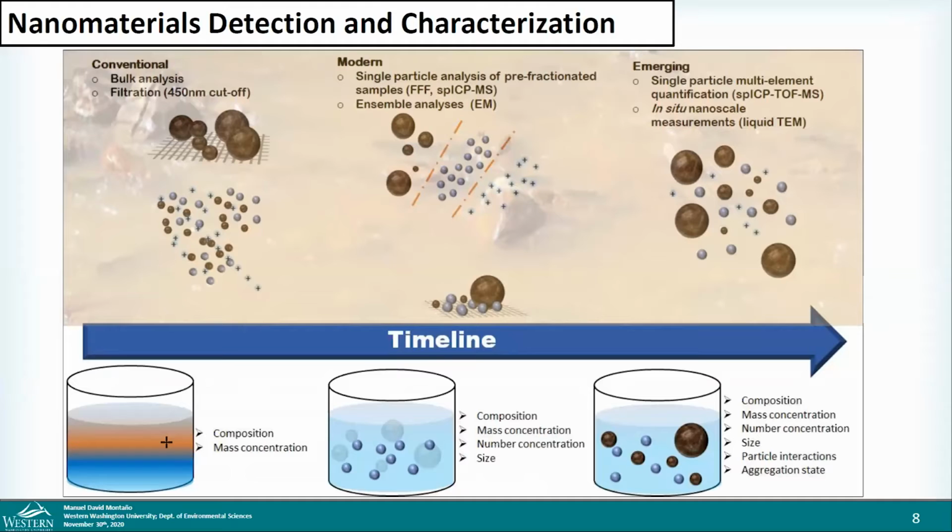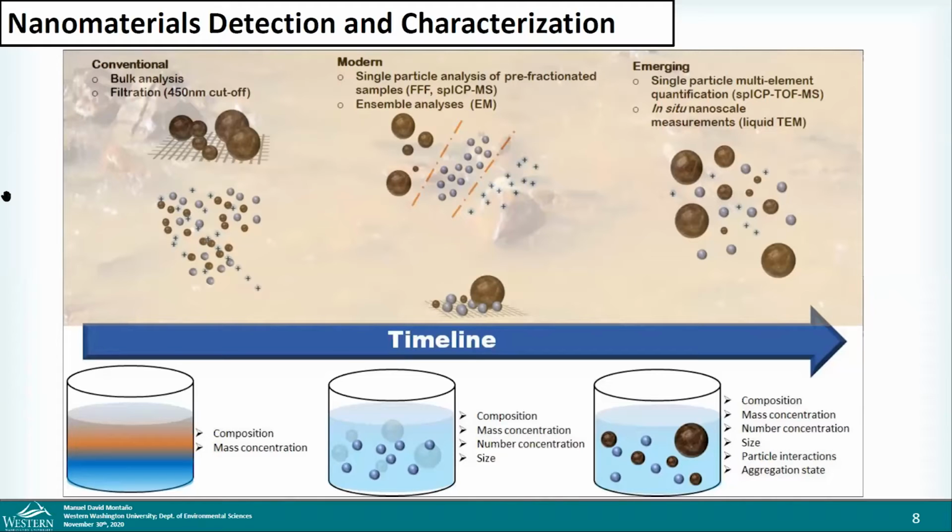So conventional analysis usually would involve filtering of an aquatic sample, and that filter cutoff would determine what is particulate and then what is dissolved. But we know that the operational 450 nanometer filter cutoff, there's a lot of particles that are smaller than 450 nanometers. So to say that they're dissolved is kind of a misnomer. And so with that, we've developed new techniques in the time of nanomaterials that help us identify individual particle characteristics on a single particle basis.